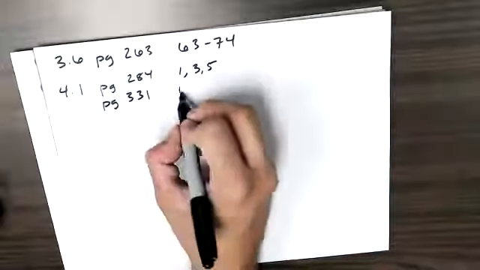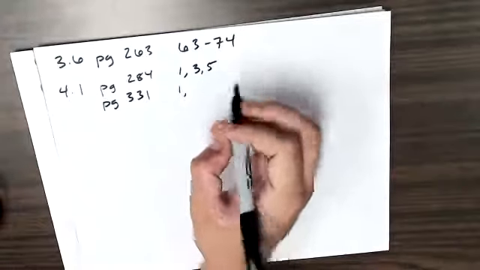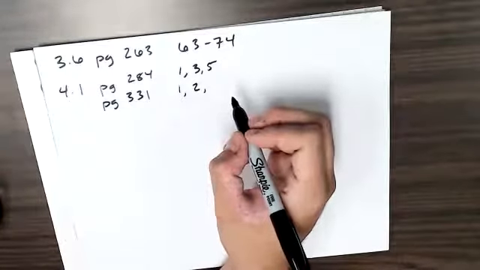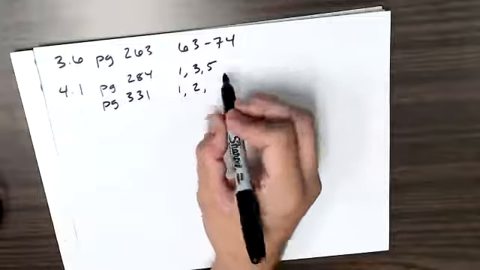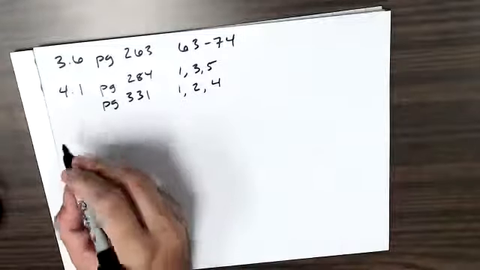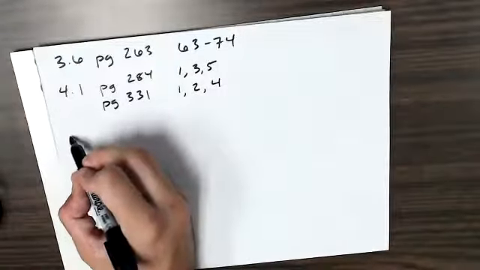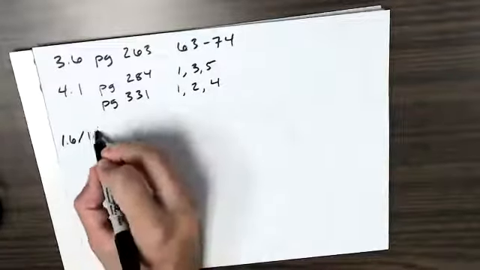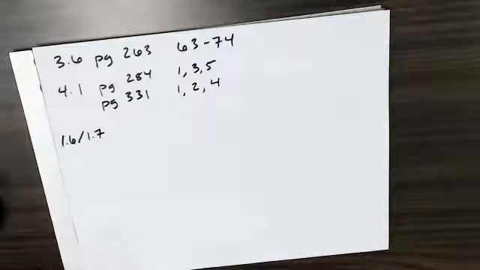But number 1, 2, and then let's say 4. 1, 2, and 4. And then 1.6 and 1.7, which should be lumped together. I told you in the new edition, like there's an even newer edition now, she finally lumped these together, which makes complete sense.